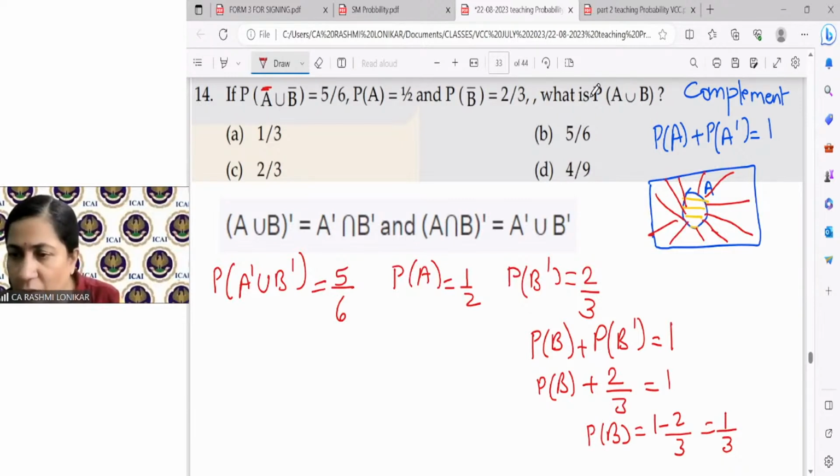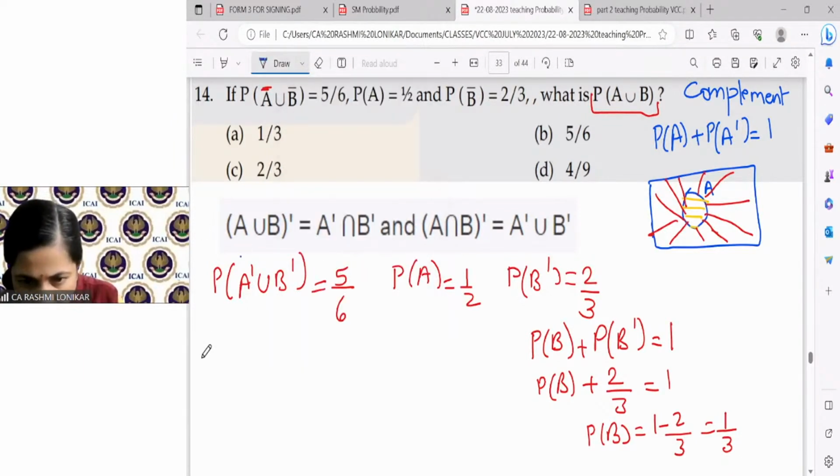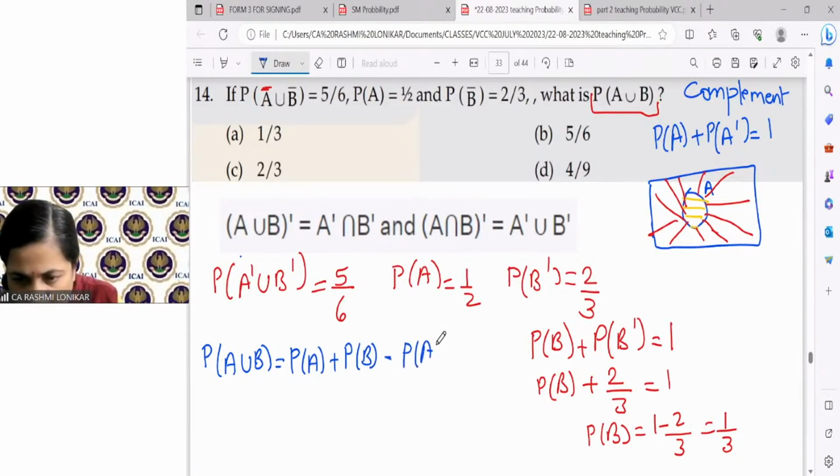Now what is asked? P of A union B. P of A union B is given by P of A plus P of B minus P of A intersection B. Now what has happened is I have P of A that is given to me, and P of B I have found out. Now what about this P of A intersection B? We are using this formula.